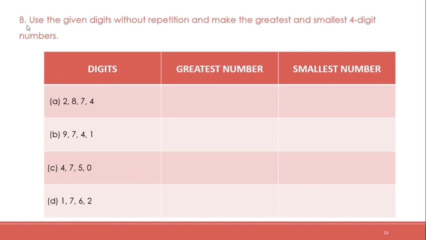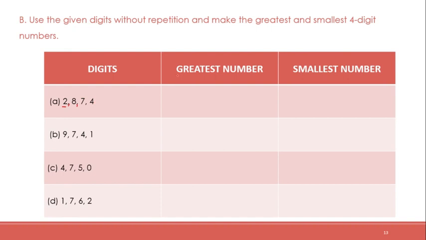Here I have some questions for you which are connected to the concepts which we have studied in our previous lecture. In these questions we have random digits. Like in the first question, we have a 2, then a comma. It's not a full number. These are 4 separate digits: a 2, then a comma, then an 8, then a 7, then a 4.